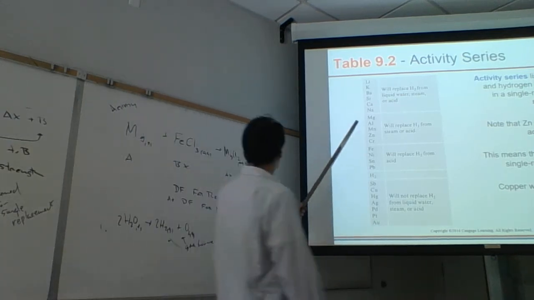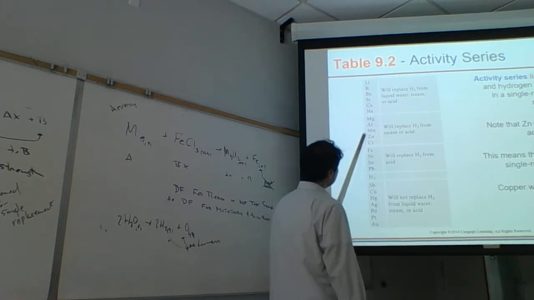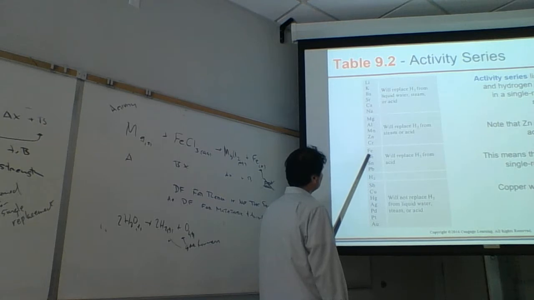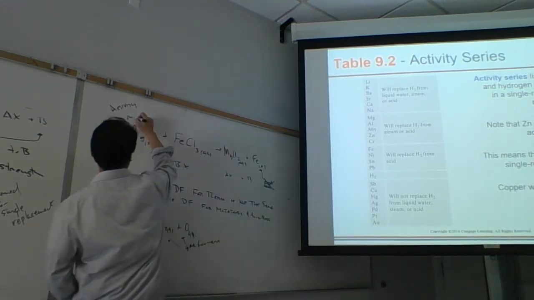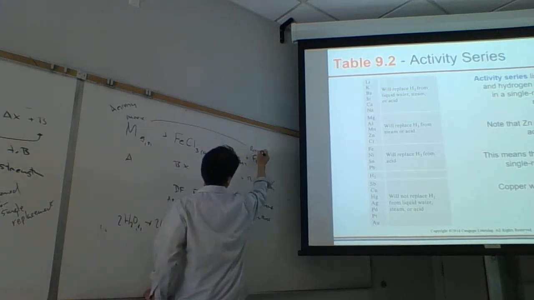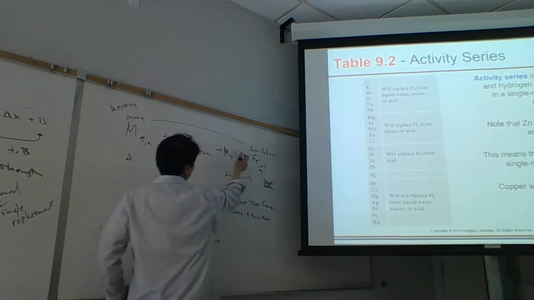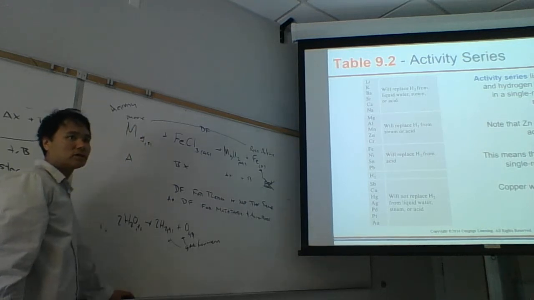And so we're comparing A and B. A is magnesium, which is here. B is iron. So which one's more active, magnesium or iron? Magnesium is more active. And so this is more active going to less active. And so if we're going from more active to less active, that's the driving force. So we expect this reaction to go. This reaction should occur.